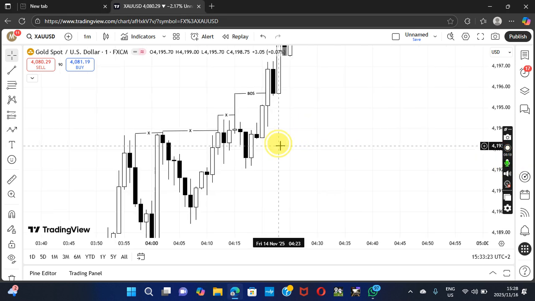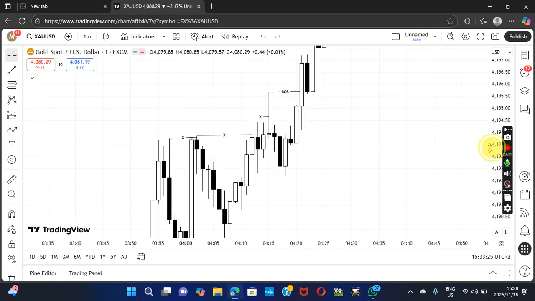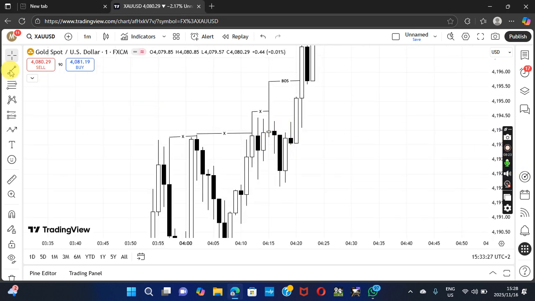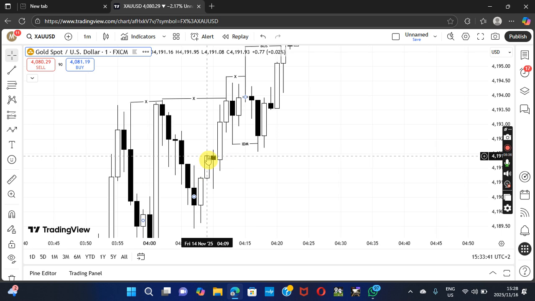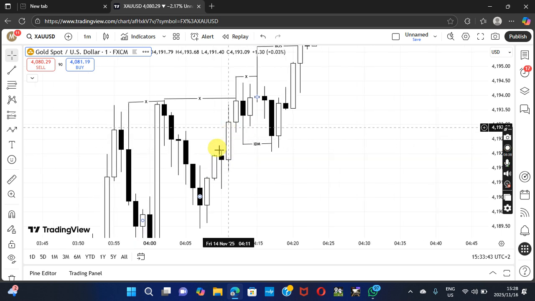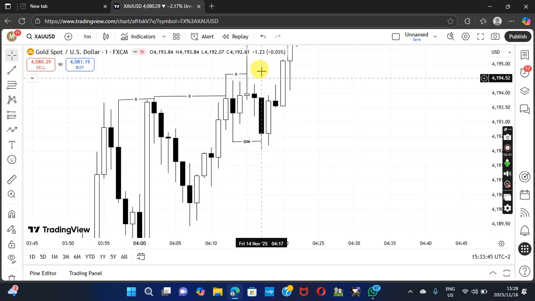Anyway, as I was saying, we're marking the invalid structures, and then this is our inducement. This is our inducement. So let's mark our inducement. It was created by this fair value gap right here, and then also the invalid structure.